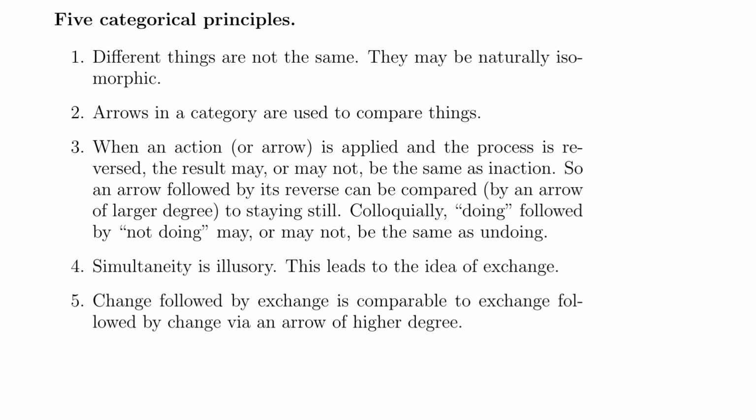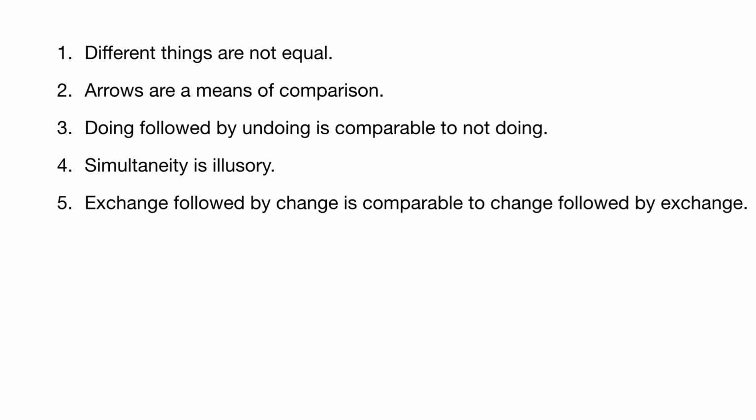Simultaneity is illusory. This leads to the idea of an exchange. Change followed by exchange is comparable to exchange followed by change by an arrow of higher degree. So let's review that. Different things are not equal. Arrows are a means of comparison. Doing followed by undoing is comparable to not doing. Simultaneity is illusory, and exchange followed by change is comparable to change followed by exchange.